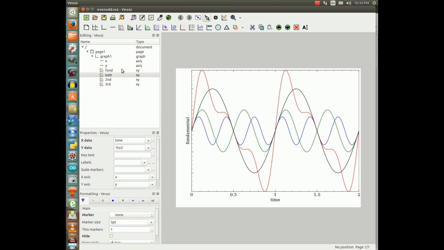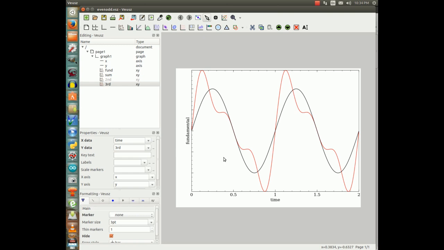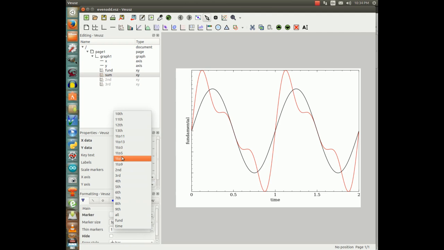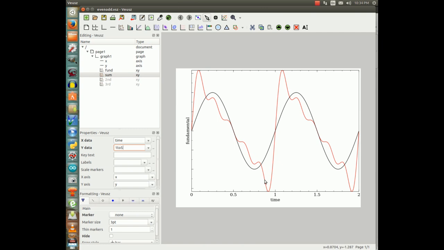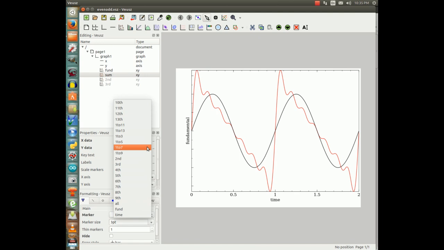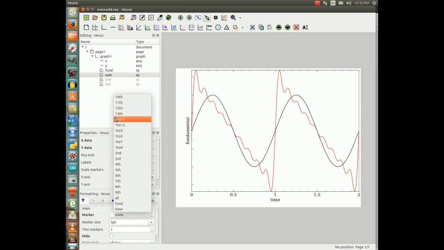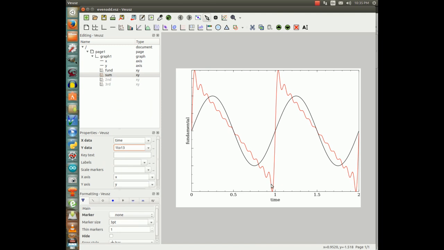Let's turn off the second and third to unjunk the view here. So we can see just our fundamental and then our sum waveform. We'll sum now from 1 to 5. And you see that it's starting to straighten out a little bit here. And we got a few more bumps in it, but we got smaller bumps. 1 to 7, same thing happens. 1 to 9. 1 to 13. And you see it is starting to make kind of a heading toward a straight line. Well, let's go all the way up to 101.